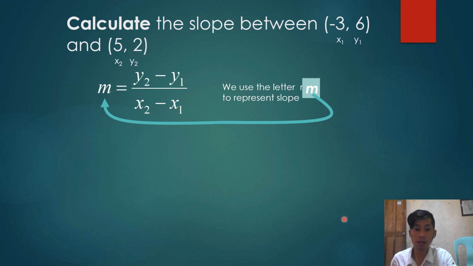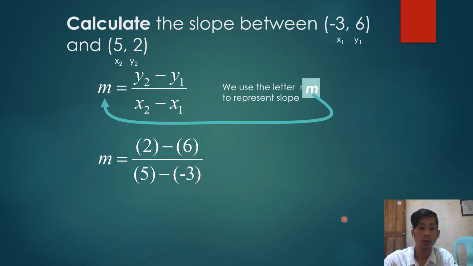Then now, using substitution, papalitan po natin ang y sub 2 ng 2. Papalitan natin ang y sub 1 ng 6. Papalitan natin ang x sub 2 ng 5. Then papalitan natin ang x sub 1 ng negative 3 by using substitution. Then, we simplify. So, 2 minus 6, that is negative 4. 5 minus negative 3, that is positive 8. Then, in lowest terms, that is negative 1/2. That's it.